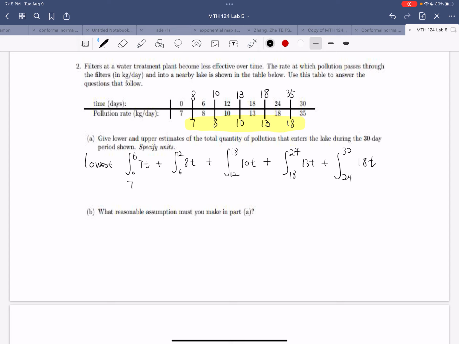So this is 7t squared over 2, evaluated from 0 to 6. Similarly, this is 8t squared over 2, evaluated from 6 to 12, plus similar all the way to the last one, 18t squared over 2, from 24 to 30. And you add all these numbers together to get the lowest case.